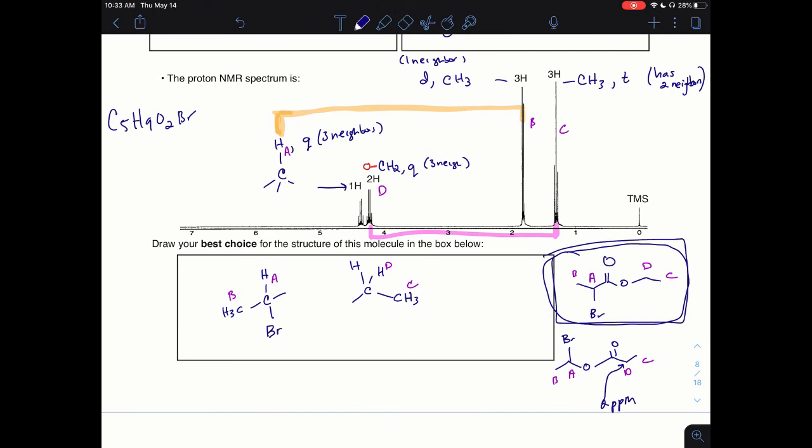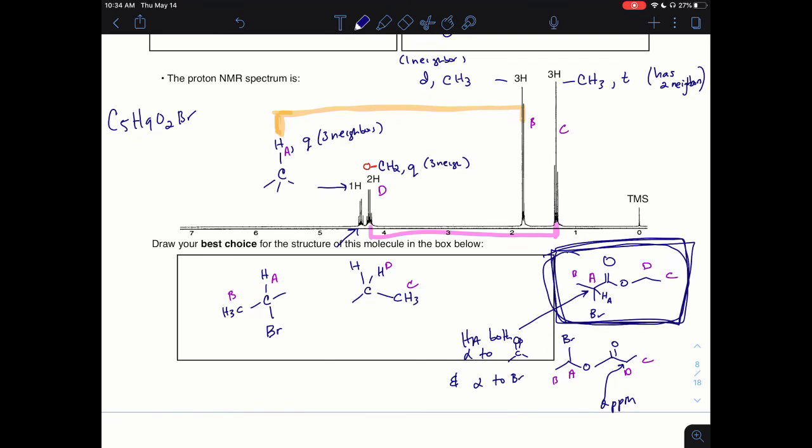So you might say, all right, how do you explain this shift for proton A? Well, proton A is both alpha to the carbonyl, which puts it at 2 ppm, and alpha to the bromine, which apparently shifts it another 2 ppm, ending up way down here at 4.4. So this is the correct structure. We can easily explain the chemical shifts with that structure. We cannot explain the chemical shifts that are observed with this structure.